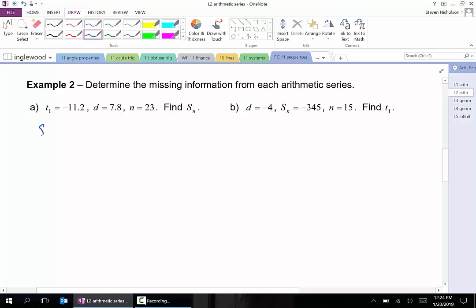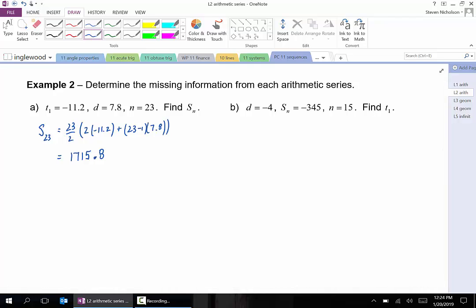So we want to find s of n, and in this case it's s of 23. And the formula is 23 over 2 times 2 times t1 plus n minus 1 times the common difference. So this is just a little practice, seeing it a little bit differently. And now I'm not going to do all the work I did above. If you want to go ahead and do that, you could, but our calculator would spit out that answer. So that's the total of that one.